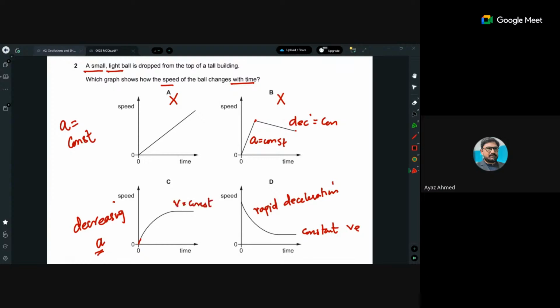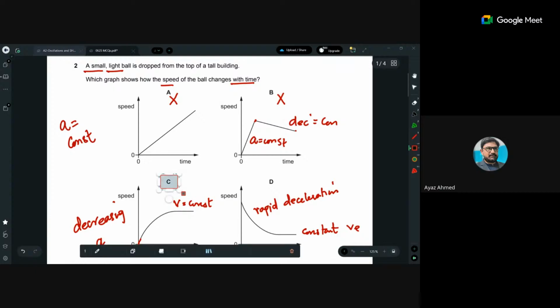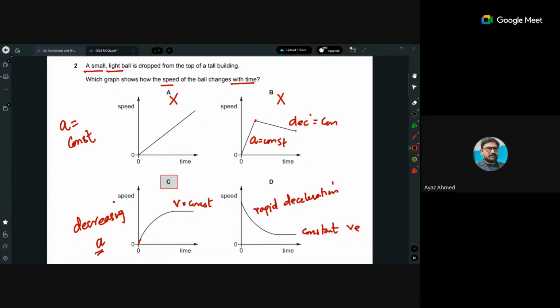So that is why when a ball is dropped from a tall building, it must reach terminal velocity. That's why your option C would be correct. In this case, you have to hunt for the terminal velocity graph.